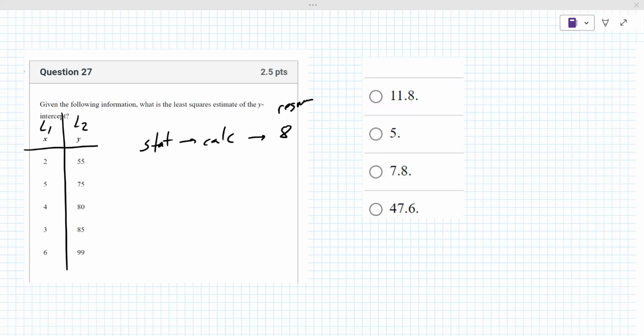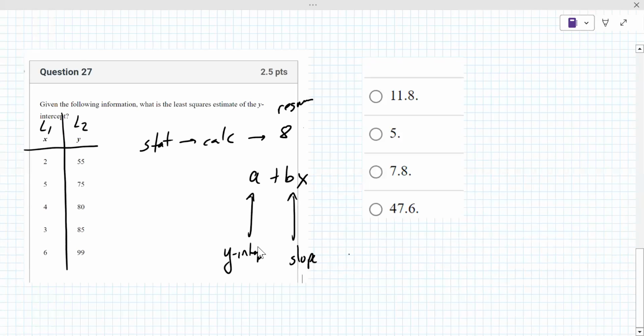Do I use the A, B, or R squared? Which one did you choose? Did you choose number 8? Yes? So that's a plus bx. So this is the y-intercept. A is the y-intercept, b is the slope. So what is your a value? 47.6. There it is. I've got the same thing here on my side as well.